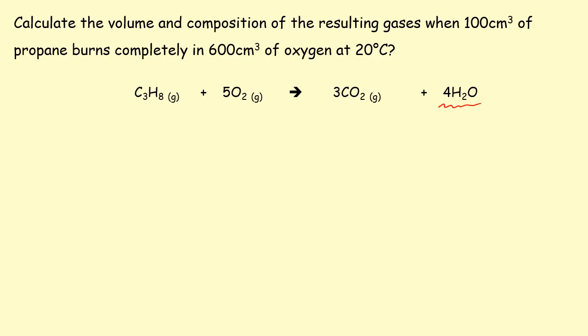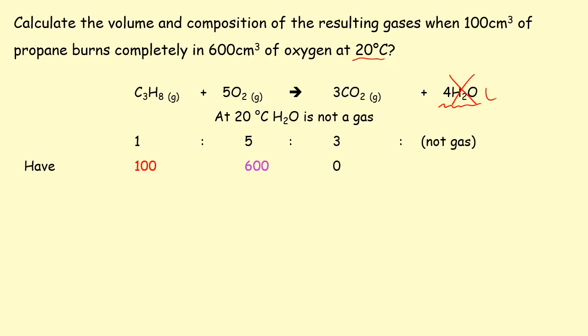And that is because we need to look at the temperature and work out whether water is a gas or a liquid at that temperature, and therefore whether or not we need to involve it in our equations. You're expected to know that water freezes at 0 degrees Celsius and water boils at 100 degrees Celsius. So at 20, water would be a liquid, which means it's not a gas, it's not going to be involved here. So at 20 degrees, it's not a gas, so we just use the ratio for everything that is a gas.